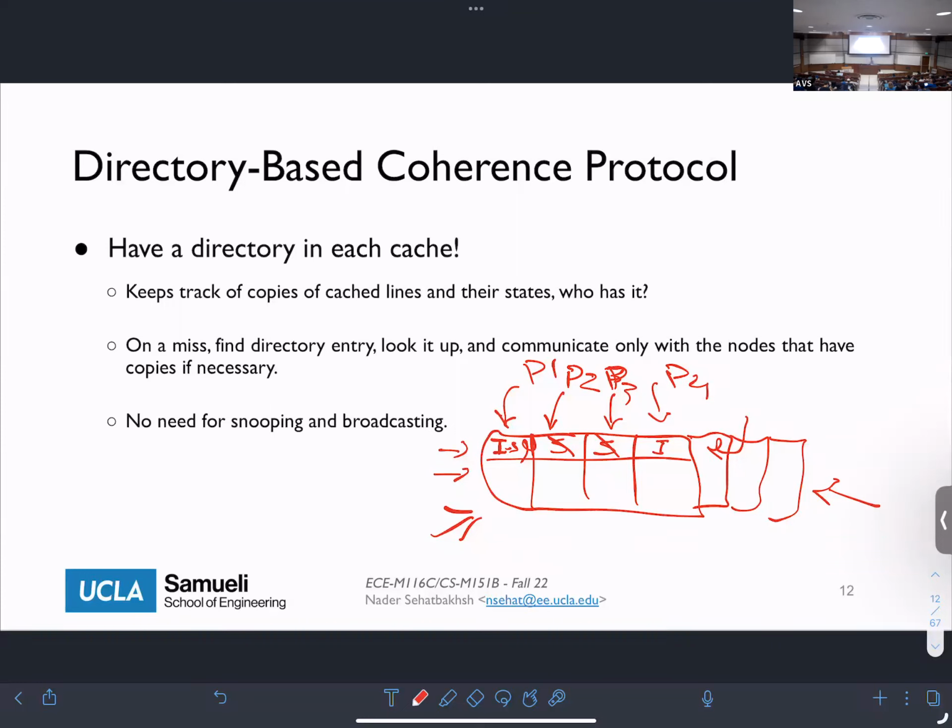I'm not going to go through the details of the directory, but keep in mind that the directory is the alternative way of looking at this instead of snooping. Instead of everybody being involved, we have a centralized controller unit, we go there, figure things out, and then just tell everybody what to do.